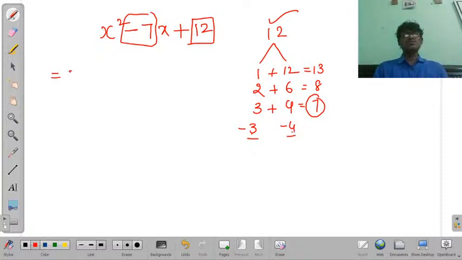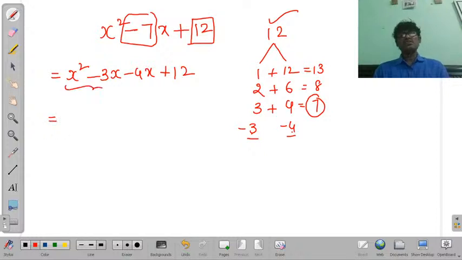So this is equal to x square. Now, minus 7x we have, right? You split this minus 7x as minus 3x and minus 4x. Then you write this plus 12 as it is. Okay, no problem. So this is equal to, first you take the first two terms.